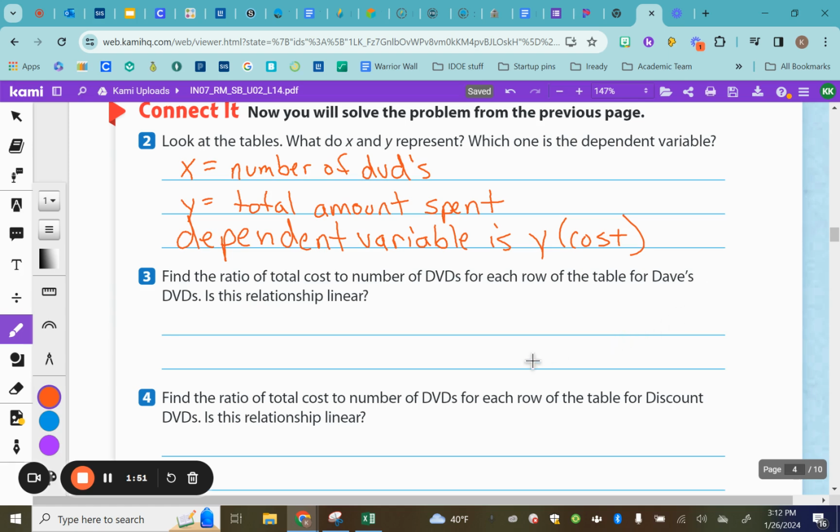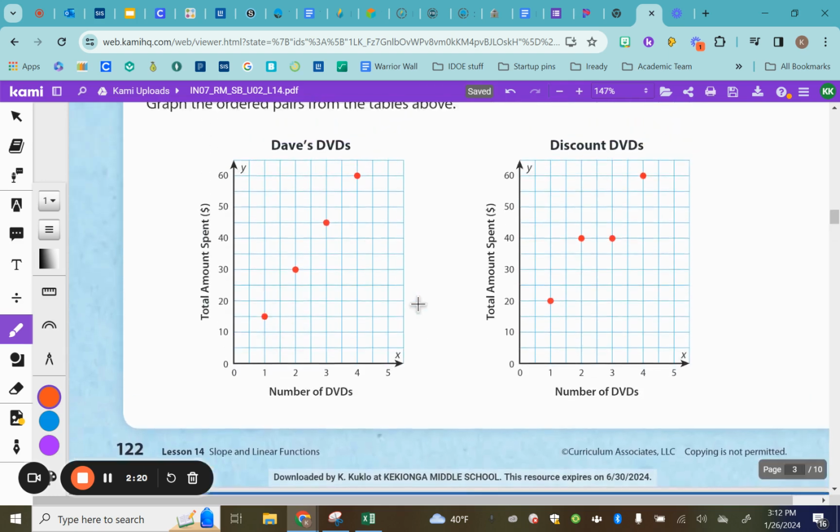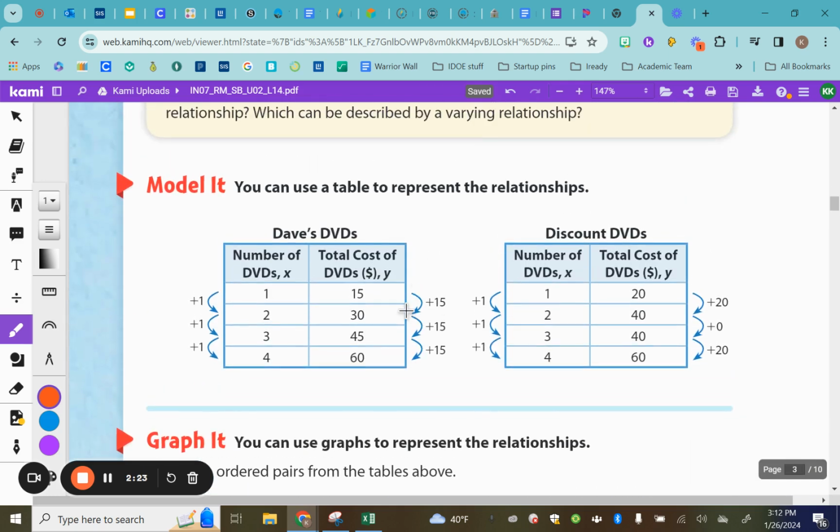Now, question 3 says, find the ratio of the total cost to number of DVDs for each row of the table. Is this relationship linear? We have been working with this for quite a while when we're finding the ratios. Because it says total cost to DVDs, we do the cost divided by how many DVDs. And if I look back at my table, they've already done that for us.